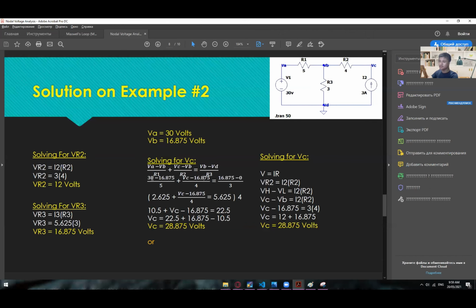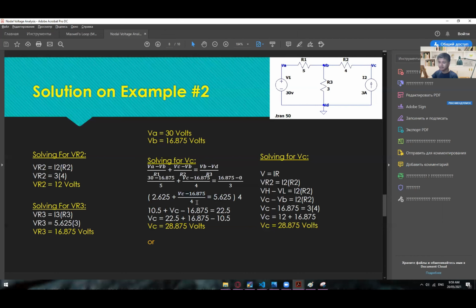From here we will get this one as a result just by substituting all of the given values. And then after that, again our goal here is to eliminate the denominator. Wait a second, what did I do next? Okay, not yet. I have simplified this one first. So 30 minus 16.875 divided by 5 will give us 2.625. And then VC minus 16.875 divided by 4 will stay as it is since we cannot do anything about this one. And in here, 16.875 divided by 3 will give us 5.625.